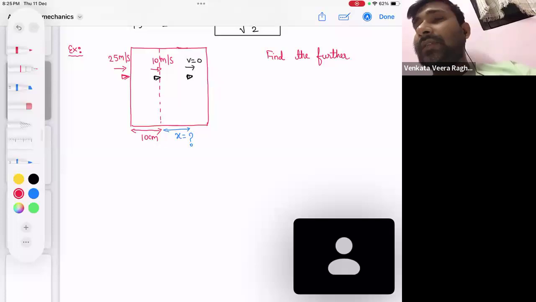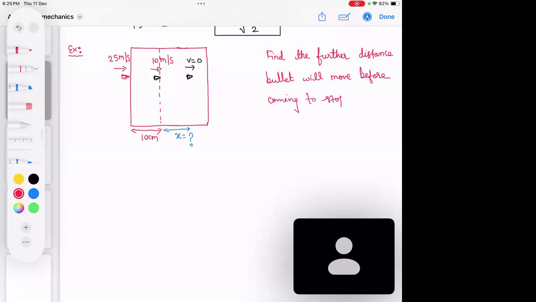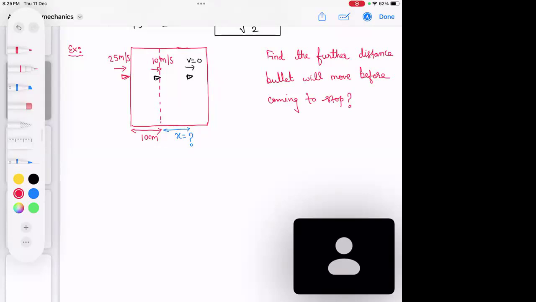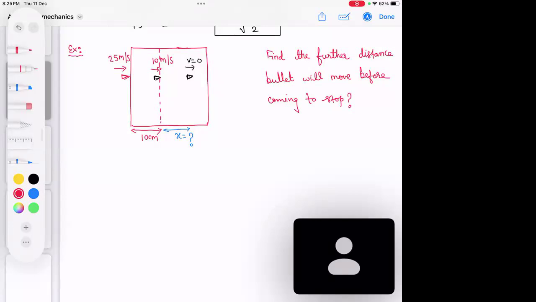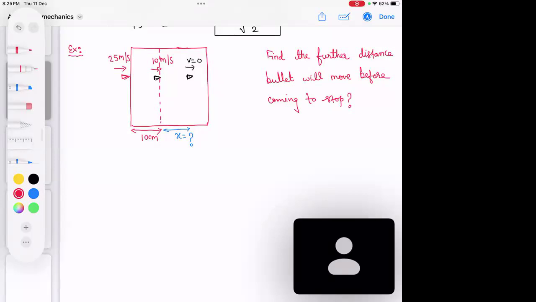Try this one. Find the further distance the bullet will move before coming to a stop. Understood? 52.5, so please, how much? 1 by 52.5. 1 by 52 centimeter or meter? In meters, sir. 1 by 52 meter coming means 1 by 5 around how much, means 10 by 525 meters.